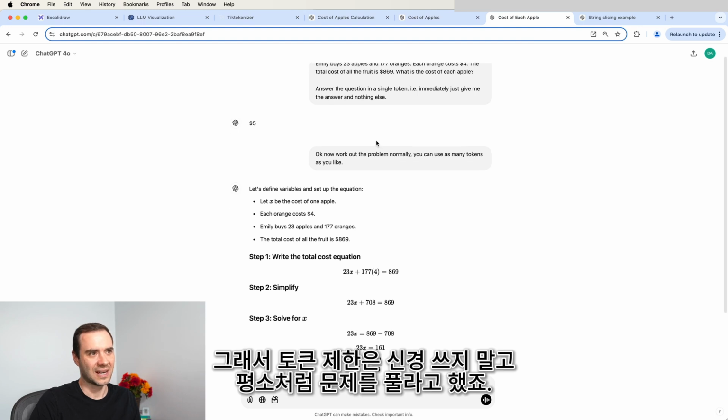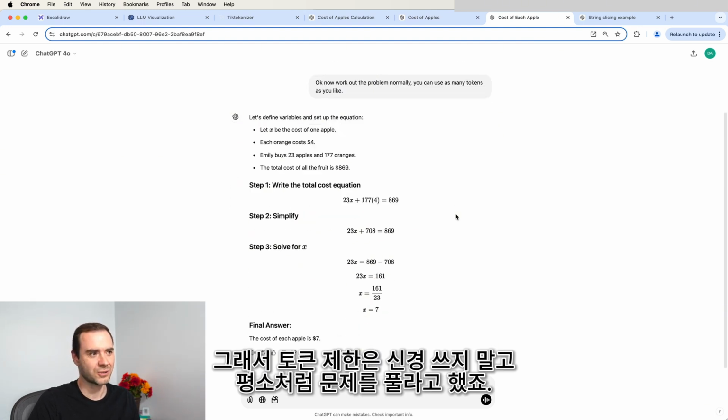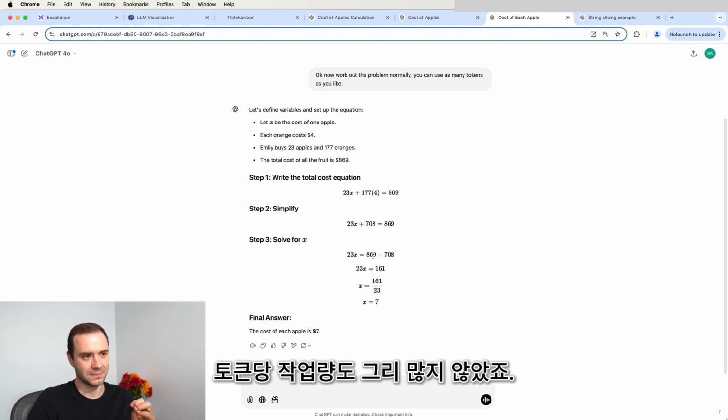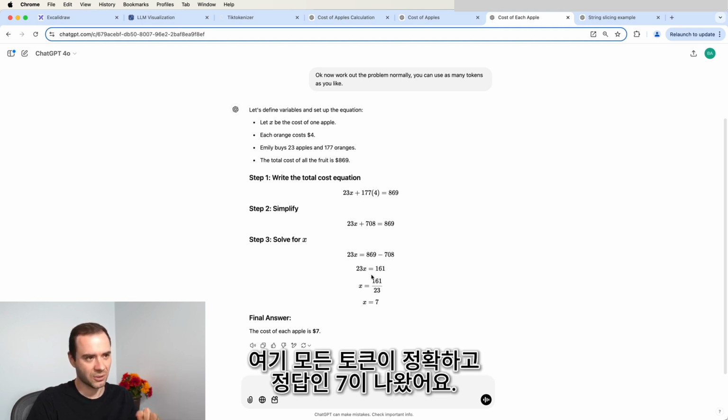Then I said, okay, now don't worry about the token limit and just solve the problem as usual. And then it goes through all the intermediate results, it simplifies, and every one of these intermediate calculations is much easier for the model. It's not too much work per token. All of the tokens here are correct, and it arrives at the right solution, which is 7.